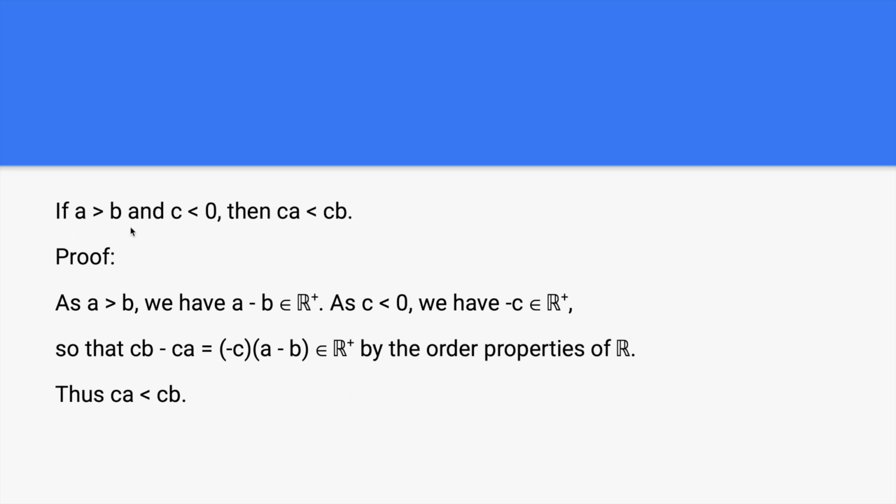If A is greater than B and C is less than 0, then CA is less than CB. Proof. As A is greater than B, we have A minus B is positive. As C is less than 0, we have negative C is positive. So that CB minus CA equals negative C times bracket A minus B, which is positive, by the order properties of R. So CA is less than CB.